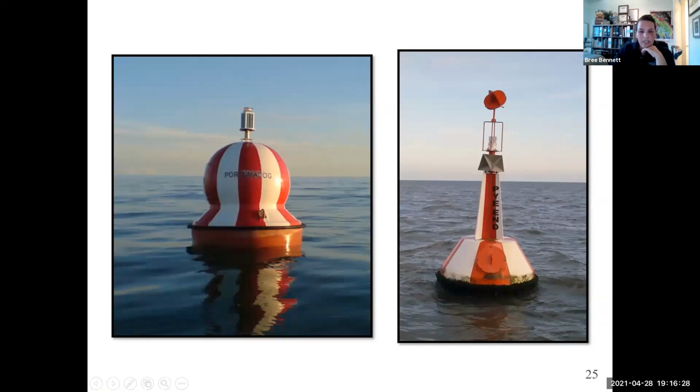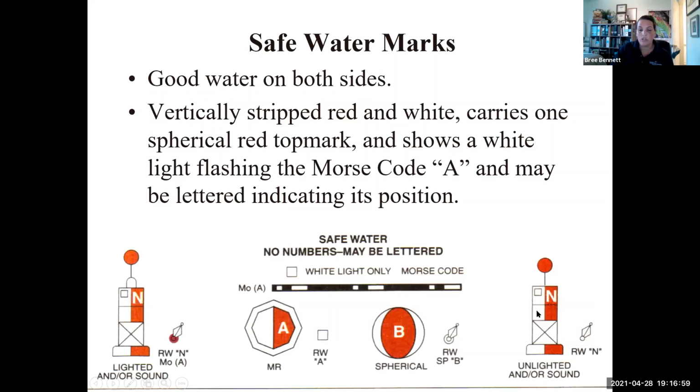So here are some pictures. I should have the NWP on here, which I have. You have your vertical stripes, you have your white light, and then if you have the top mark, it's going to be a cylindrical circle top mark. So those are your safe water marks.